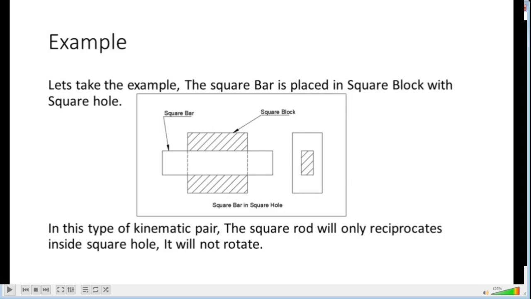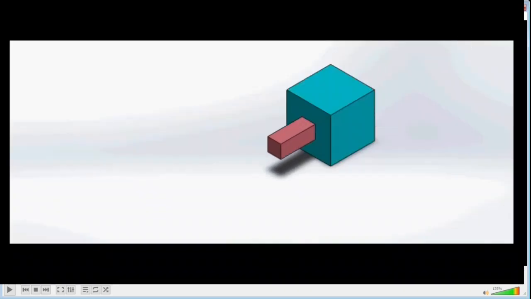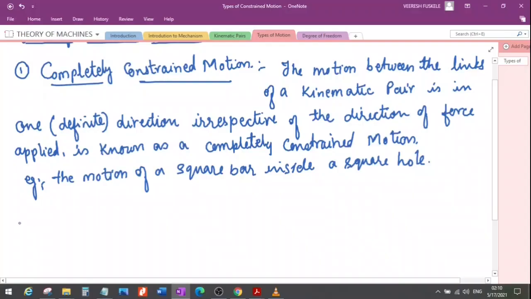So let us see this by an animation. You can see here in the animation that this square bar can have only the sliding motion or the reciprocating motion inside the square hole of the square block, right? So I hope this is clear.